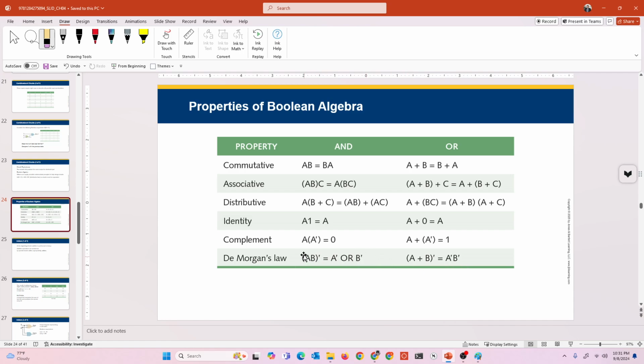So we distributed the prime. See, this prime was outside the parentheses. Now it's prime for the A and prime for the B. So the inverter of A plus B is actually inverting A multiplied by inverting B. So De Morgan allows you to get rid of the parentheses if you have a whole bunch of them. See how it's no longer parentheses.